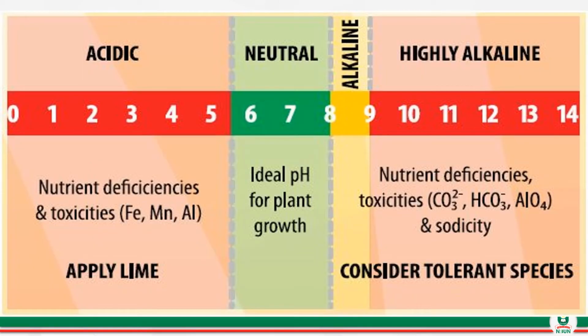This is the pictorial presentation of soil alkalinity and soil acidity. A pH of 0 to 5 is considered to be acidic. Neutral is 6, 7, and 8. And then 9 to 14 are considered as alkaline.